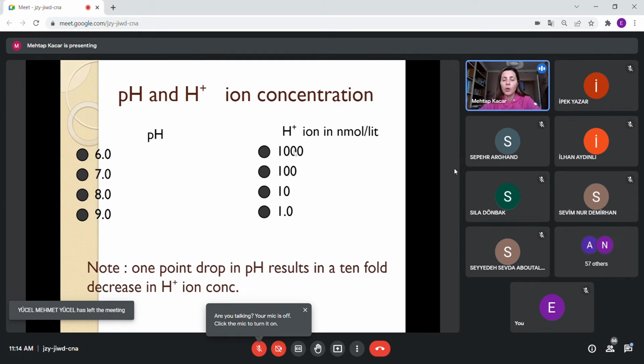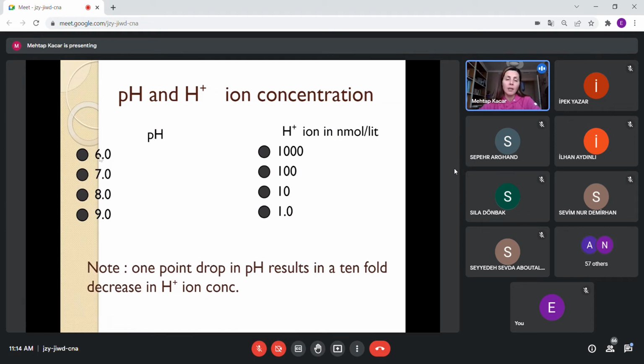Increased hydrogen ion concentration gives us decreased pH. A 1 point drop in pH results in a 10-fold increase in hydrogen ion concentration.